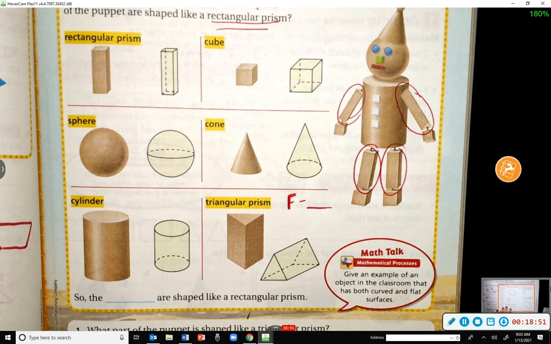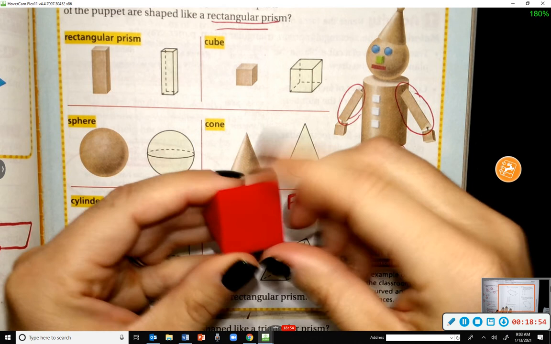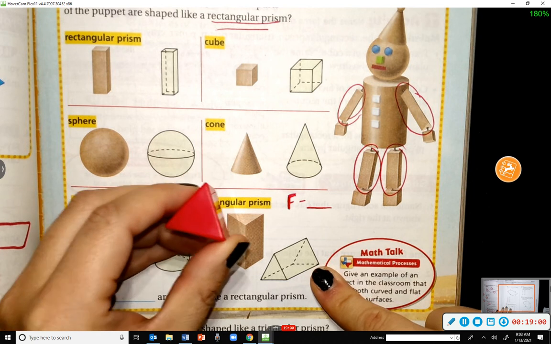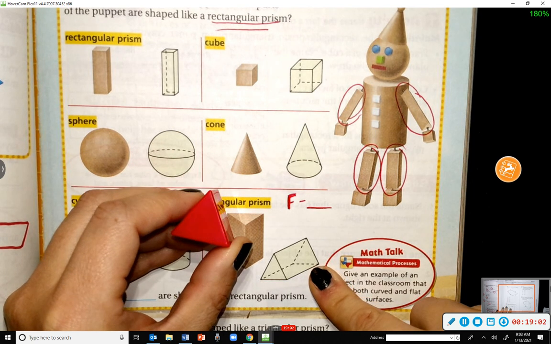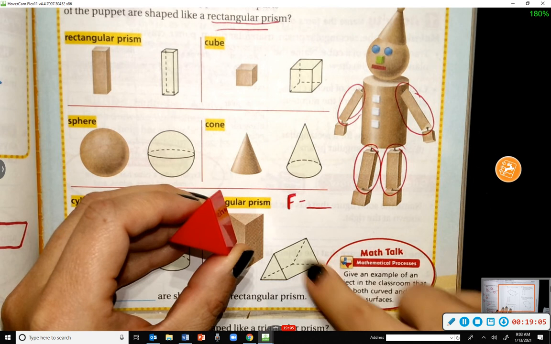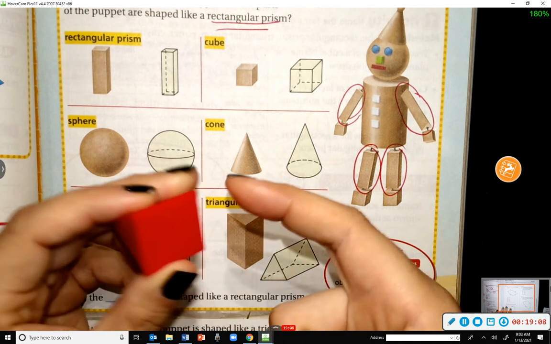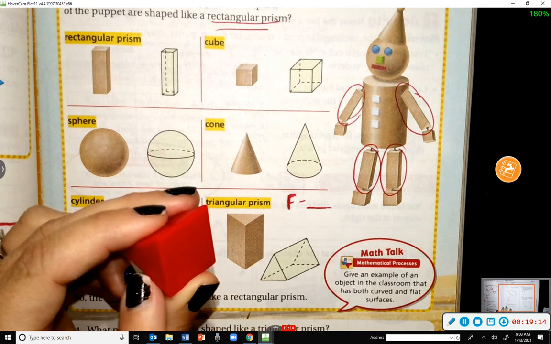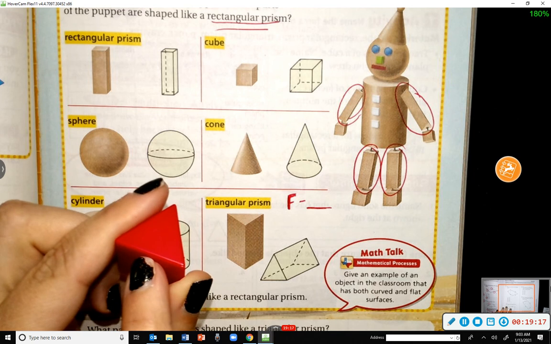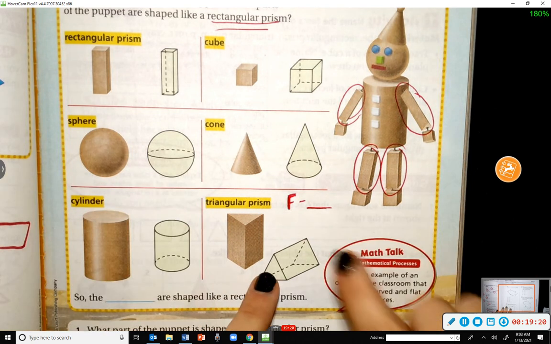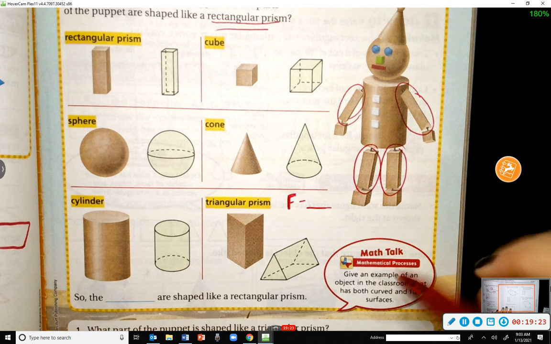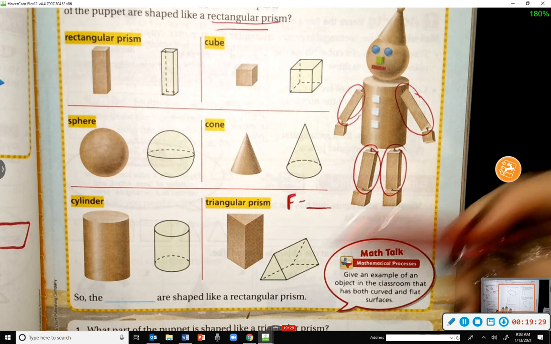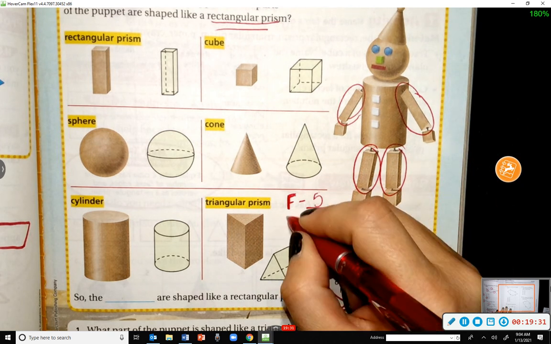Okay, we do have one of these in our baggies if you wanted to get it out. It's not as long as the picture showing. So we're doing count the faces. So what would the face be? Aaliyah? The flat part. So there's 1, 2, 3, 4, 5 on the bottom. Okay, if you were counting on your paper, 2 triangles and 3 rectangles, right? The right, the left, and the bottom. So 5 faces.